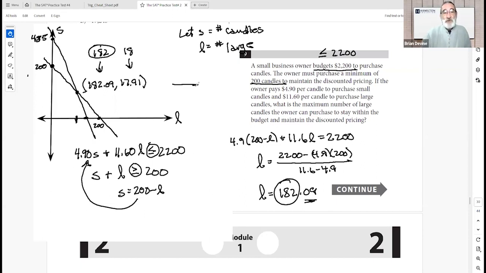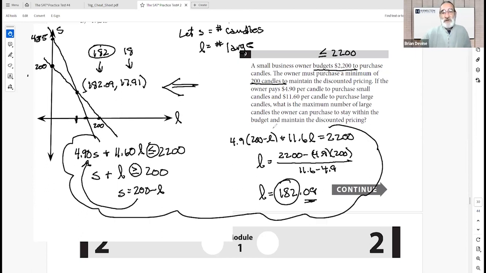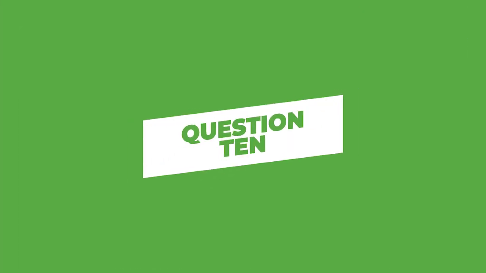I can do it a quick way by graphing, and that's where a graphing calculator really comes in handy. Or I can do it algebraically. It takes a little bit longer, but I'll still get the correct answer. Number 10.